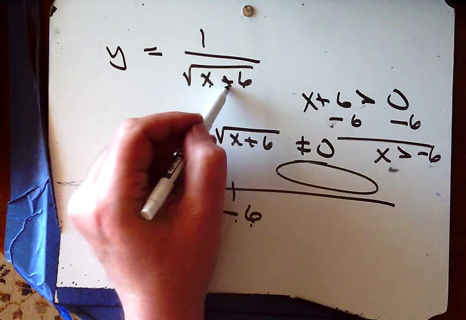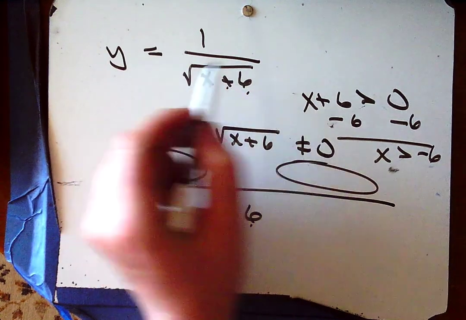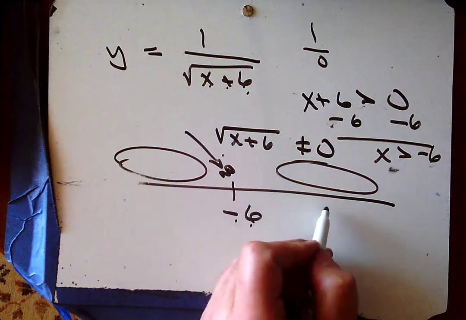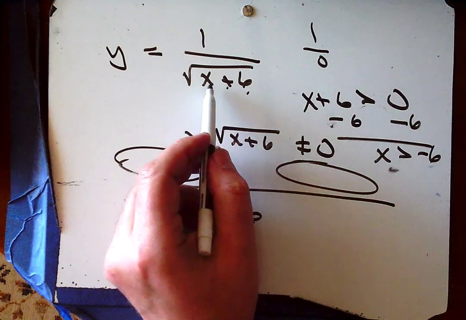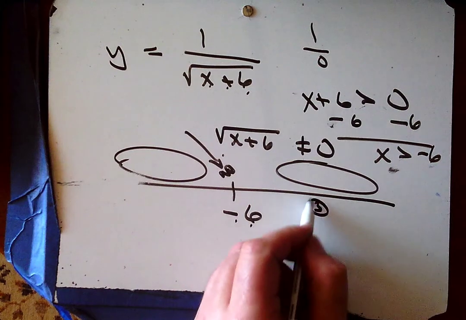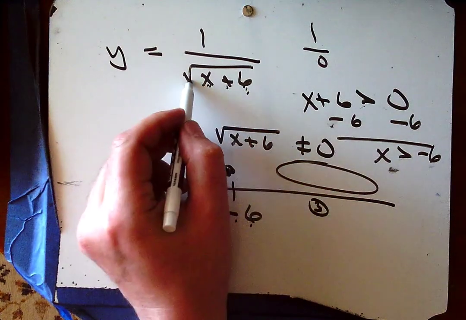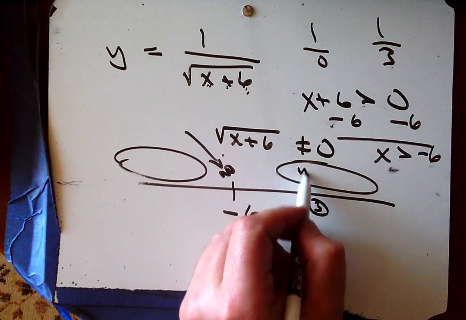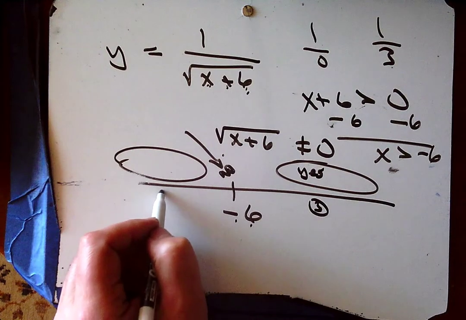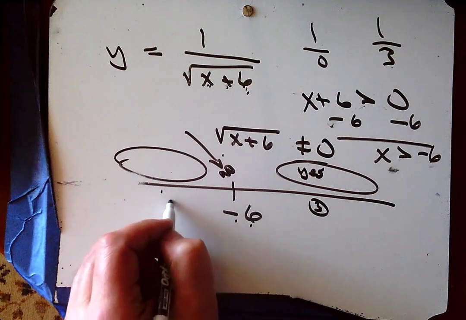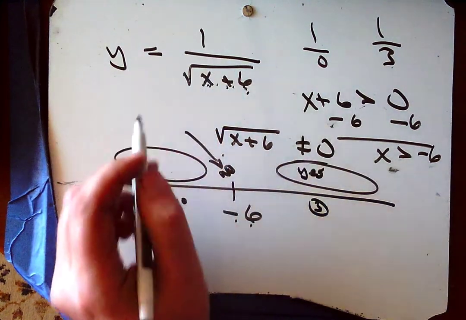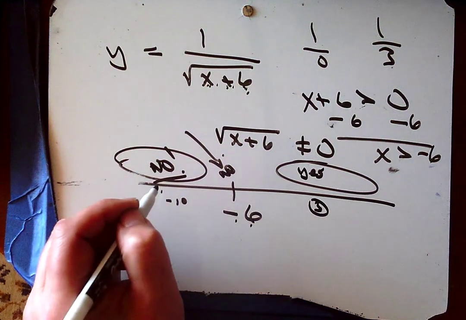Negative 6. Negative 6 plus 6 is 0. Square root of 0 is 0. 1 over 0. No, that's undefined. But if I put in a number over here, like 2, no, I want to do 3. If I test x equals 3 here, 3 plus 6 is 9. The square root of 9 is 3. I get 1 over 3. 1 over 3 is a real number. That's a yes. And if I plug in something over here, like negative 10, negative 10 plus 6 is negative 4. Square root of negative 4, no, that's imaginary.